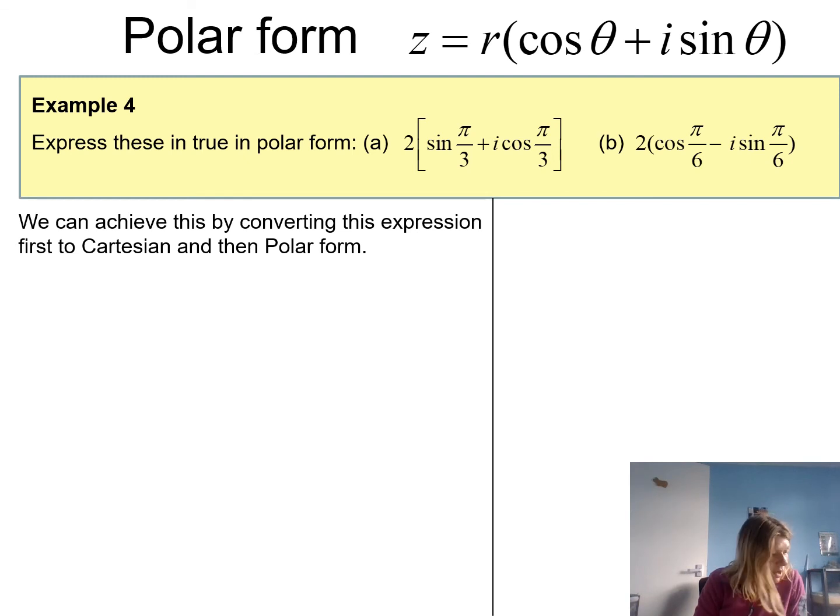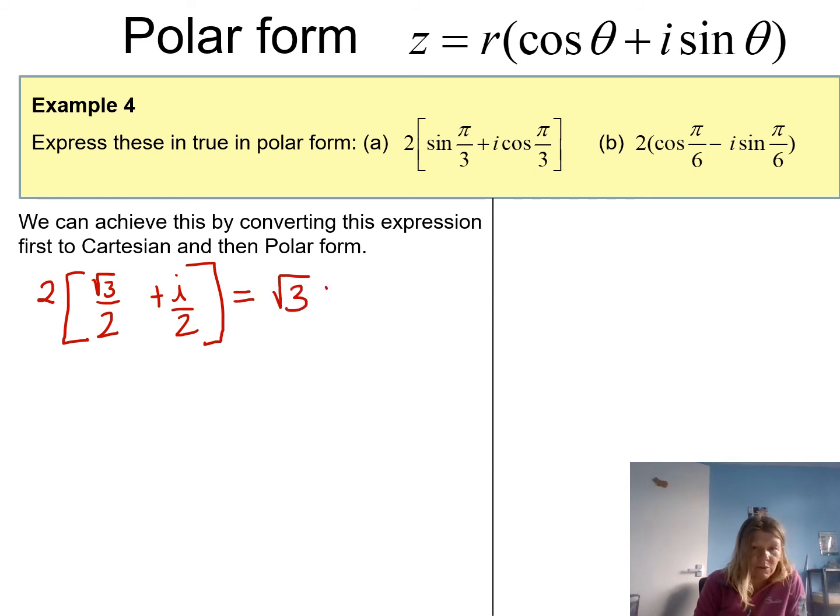If you were to do that, you would get 2 bracket root 3 over 2 plus I over 2, or if you've done it in machine, you'd be straight to root 3 plus I, and then change that back into polar. So you could put root 3 plus I, then put that R theta button, and it'll send you back to polar. Or if you wanted to do it all by hand, you'd be drawing out where is root 3 along, 1 up. It's there.